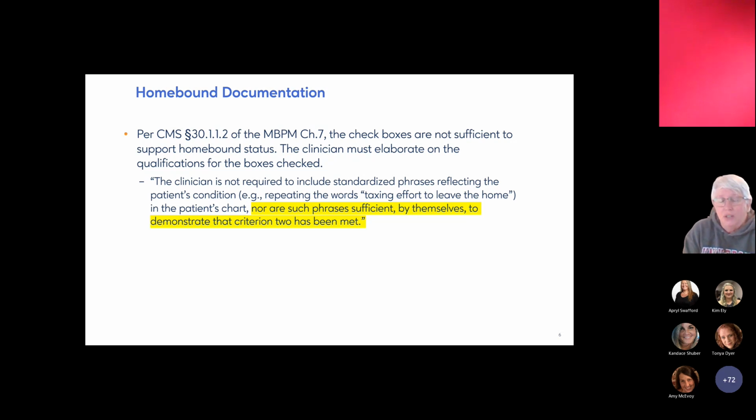So what they're saying is, don't be repeating my words back to me. Don't just tell me it's a reasonable and taxing effort and then move on to, okay, are there any fire extinguishers in the home? No. Go back and tell me how it's a reasonable and taxing effort. I don't want to hear my words coming back to me. I want you to tell me what you see on your side. How does the patient support that criteria? So the checkboxes are not sufficient.